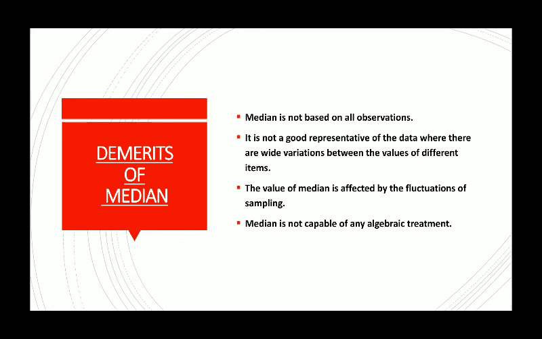Okay, and the value of median is affected by the fluctuation of sampling, because the way we collect the sample affects our data, and as a result their position will change, and once their position changes, the median will always be affected. The last one, it is not capable of any algebraic treatment, so it is not used much. Suppose if we have medians of two different groups, we cannot calculate the median of the third group, but we can calculate the mean of the third group if we have two means. So that is again a demerit of median.